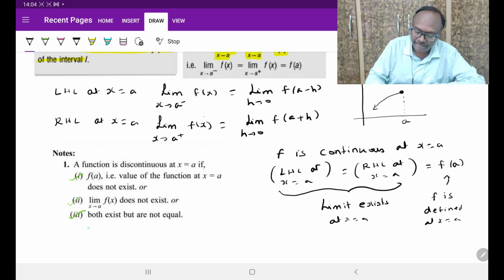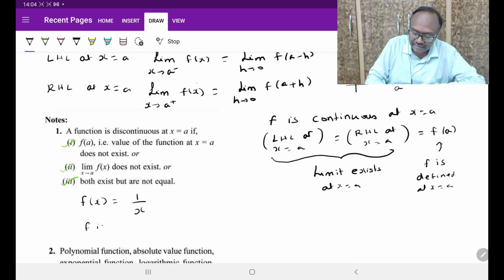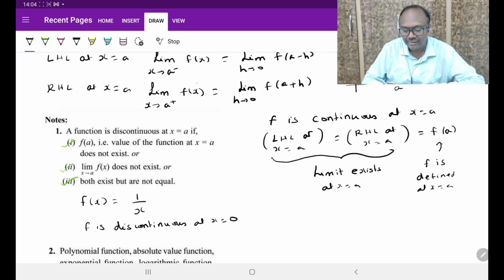So a question can come like this. Suppose we have f of x is equal to 1 by x, and we know that this function is not defined at x equal to 0. So f is discontinuous at x equal to 0. So this could be one of the questions. If we observe that f of a is not defined at that particular point, then we say that f is discontinuous at x equal to a. So in this example, f of x equal to 1 by x, f is discontinuous at x equal to 0.